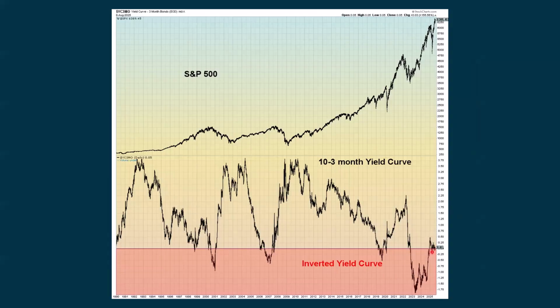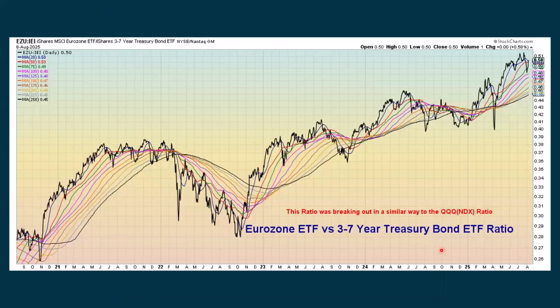Now, most people follow the 10-year to 2-year yield curve, and that one's looking fine. That was inverted for quite a while, but it's not inverted now. I also look at the 10-year to 3-month. So I look at both of them. And just because this keeps bouncing back and forth between being inverted and uninverted, that's why I've been keeping an eye on it. And then we do a crazy comparison here. The Eurozone, European stocks versus American bonds. European stocks are still outperforming American bonds on a ratio basis.